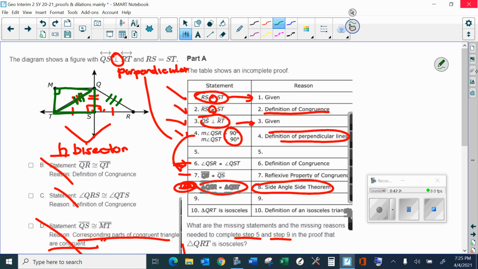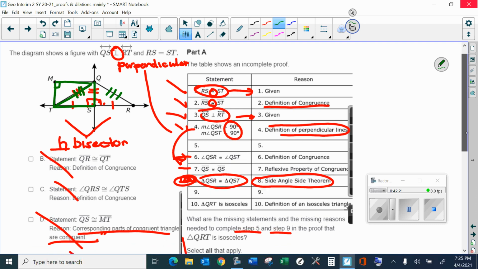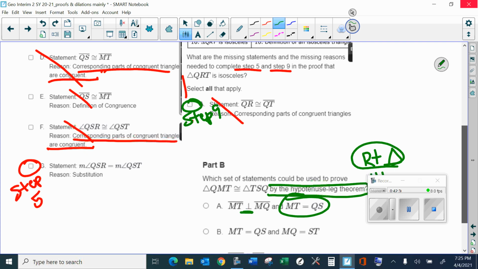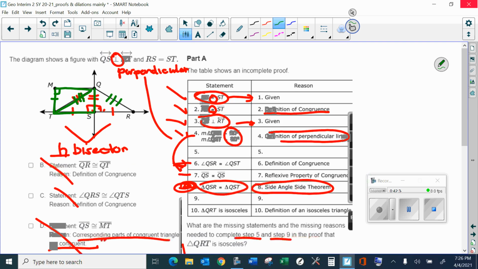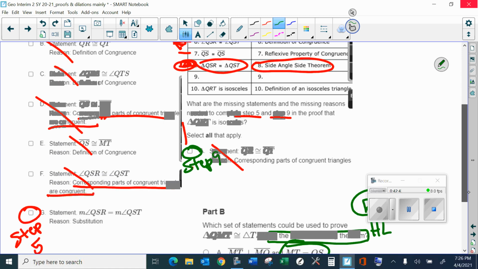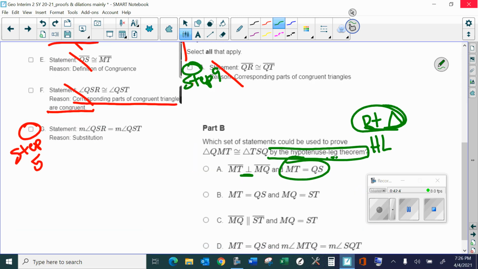And now I need one leg equal to one of the legs in this triangle. What's the second piece they give me? MT equals QS. Now I have HL, hypotenuse leg. So you need to know that when I have a hypotenuse leg, I need to have a right triangle, so I'm looking for perpendicular somewhere so I can get a right angle. That's the only one that had that. That's why it's a dead giveaway. And then there's the leg you need as well.